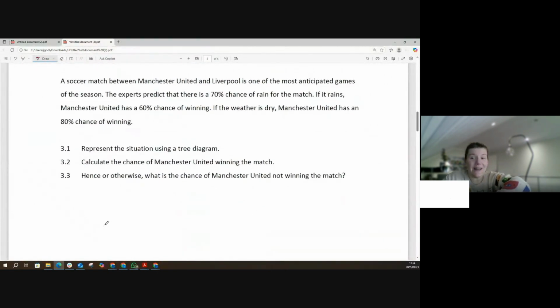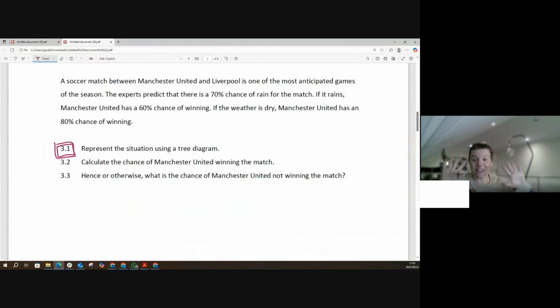A soccer match between Man United and Liverpool is one of the most anticipated games of the season. The experts predict there is a 70% chance of rain for the match. If it rains, Man U has a 60% chance of winning. If it doesn't rain, Manchester has an 80% chance of winning. First mission is to draw a tree diagram.